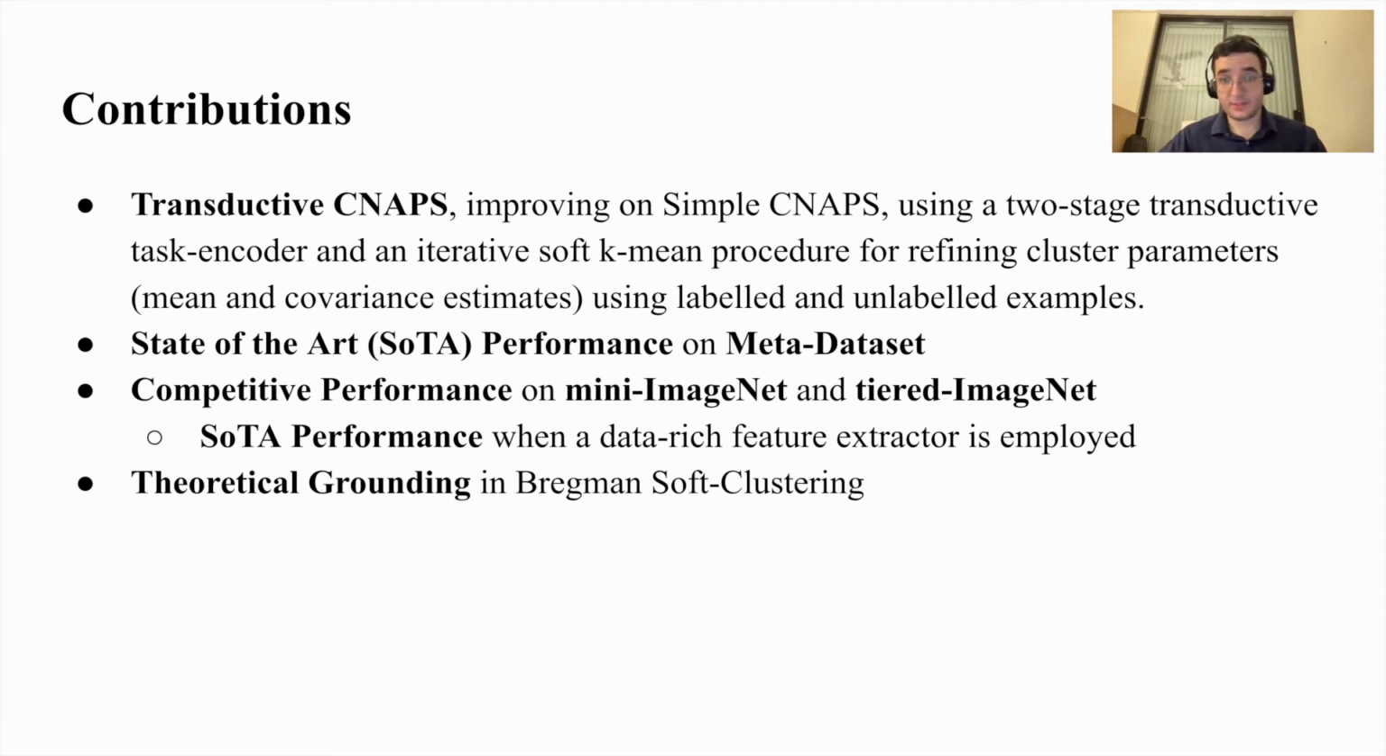So specifically, the contributions of this paper are as follows. We present transductive CNAPS, a new method expanding on our earlier work, namely simple CNAPS, that uses a two-stage transductive task encoder and an iterative soft k-means procedure for refining class parameters to achieve state-of-the-art performance on the more difficult multi-domain Meta-Dataset benchmark. We additionally, despite the method having not been designed for these benchmarks, achieve very competitive performance on mini and tiered-ImageNet, including state-of-the-art performance when we use a more feature-rich, more data-rich trained feature extractor. Lastly, we also theoretically ground our work in Bregman soft clustering.